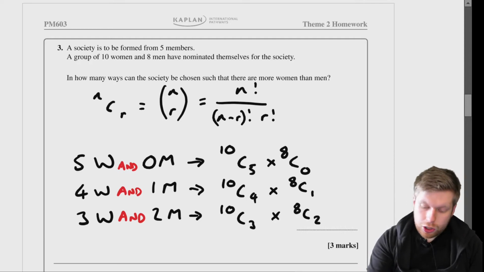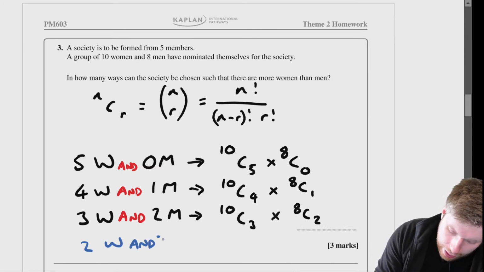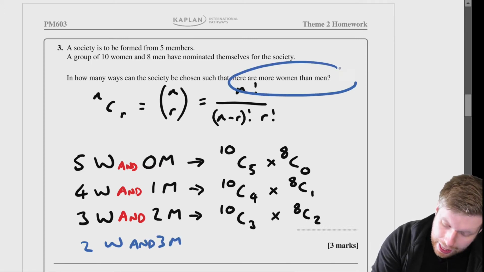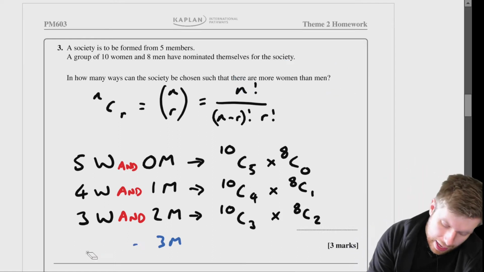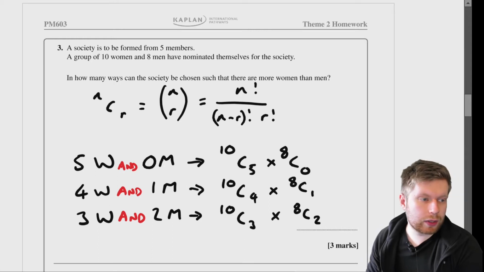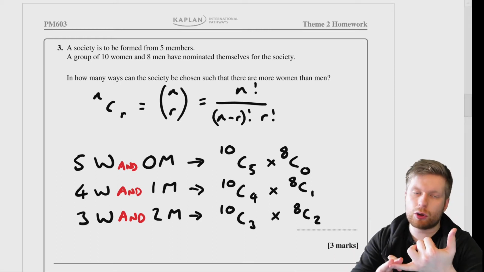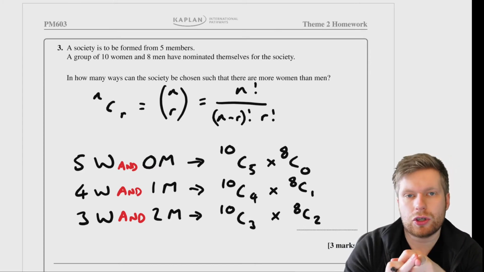Now we could not have the next one along, so we couldn't have 2 women and 3 men because then it violates the condition which we're trying to meet. We want more women than men. So therefore we can't have that. So these are the different possible ways that we have in total. Either all 5 are women and there's no men, we've got 4 women, 1 man, or 3 women and 2 men.